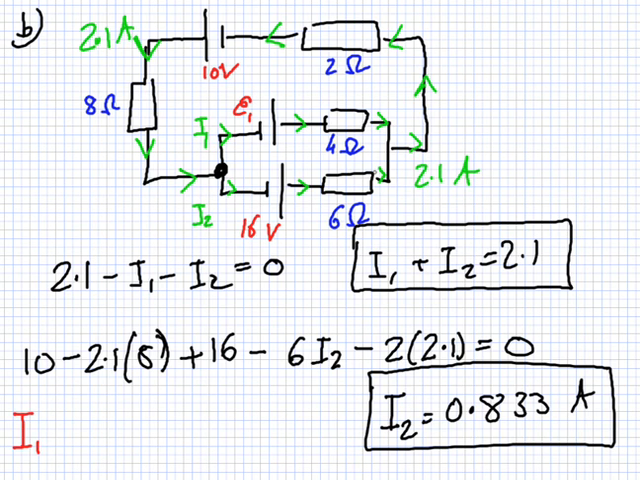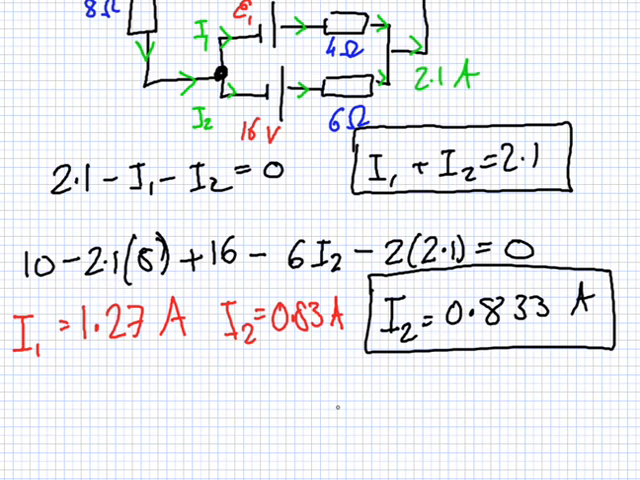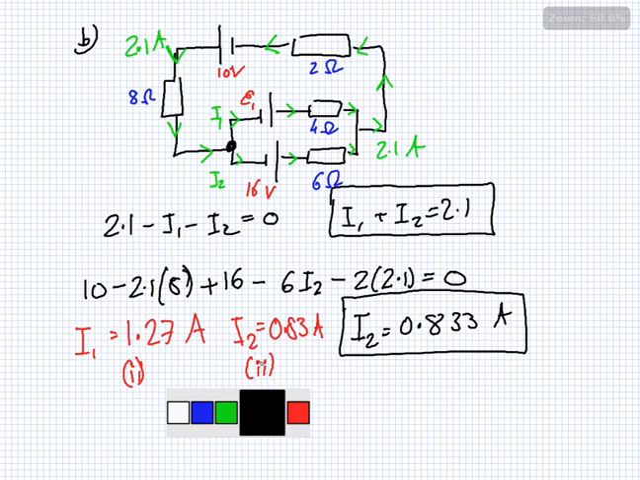So we have our second answer and our first answer. I1 is 1.27. I2 is 0.83 amps. So this is part 1 and this is part 2. So finally part 3 is the E1. Let's take the small loop.